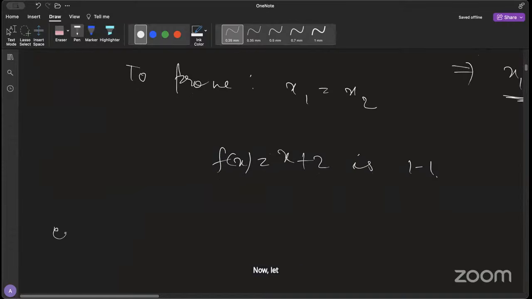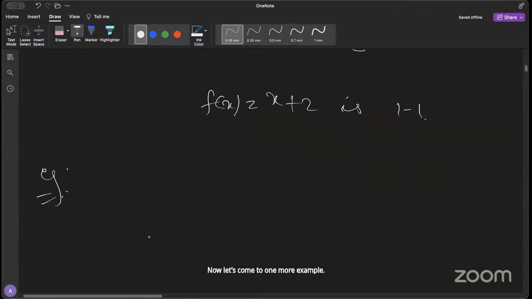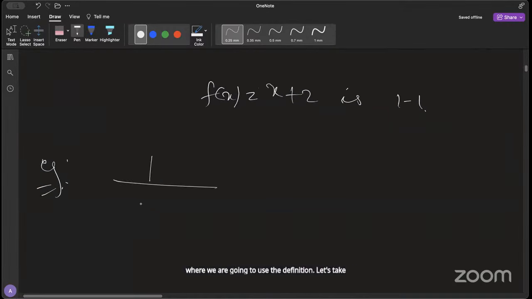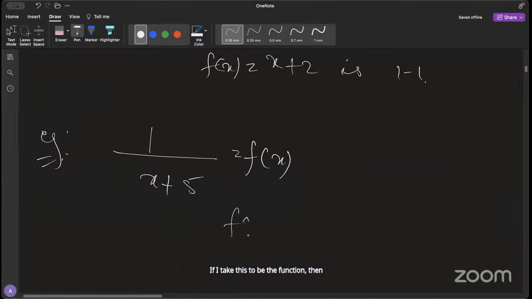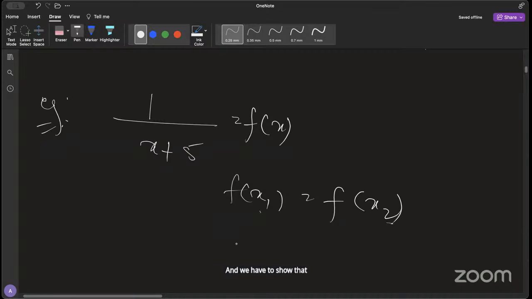Now let's come to one more example where we are going to use the definition. Let's take this one, 1 by x plus 5. Now if I take this to be the function, then we'll use the definition again. f(x1) is equal to f(x2), and we have to show that x1 is equal to x2. So if I start from here, I should get x1 equals x2.